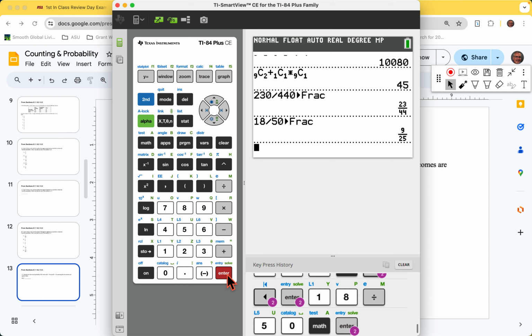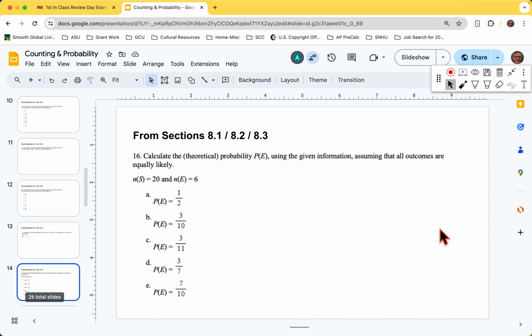Okay. And it may be a multiple choice one, or it could be like this. Let me just do the next one, same type of thing. It's just multiple choice. So it's 6/20, right? Which reduces to 3/10. So that's going to be B.